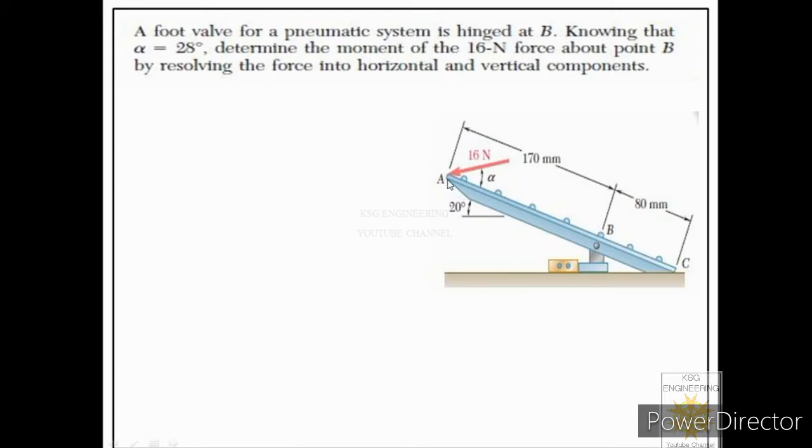Then we are given the distance between points A and B as 170 mm and the distance between points B and C as 80 mm. And we are asked to find the moment because of this force about B by resolving this force into its components. That means we are asked to apply Varignon's theorem. So let us apply Varignon's theorem now.